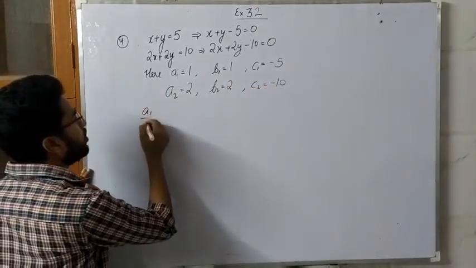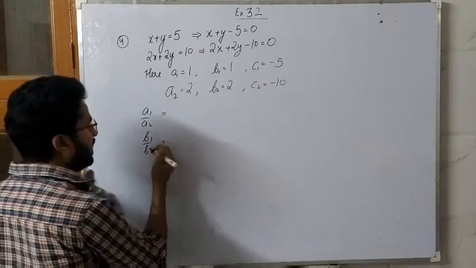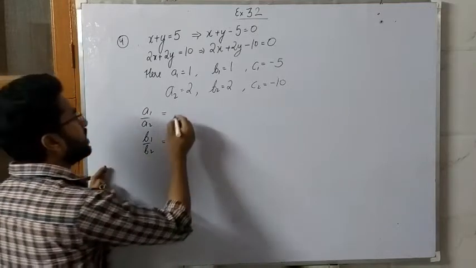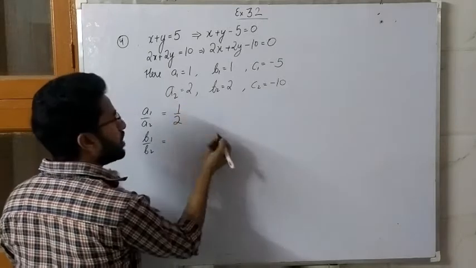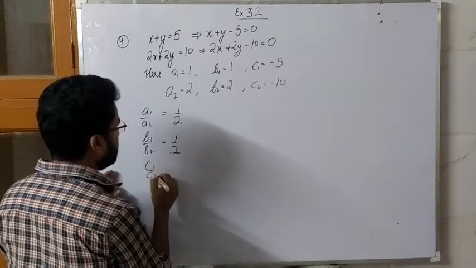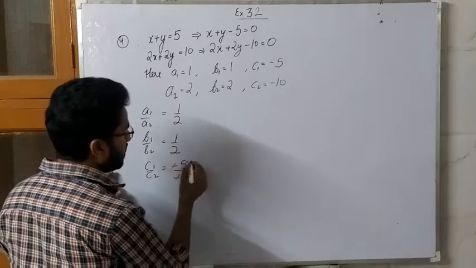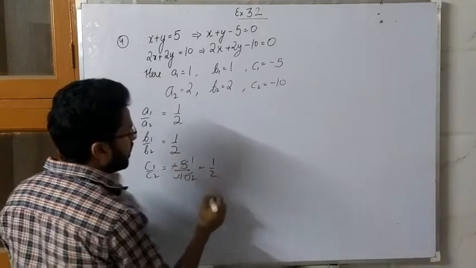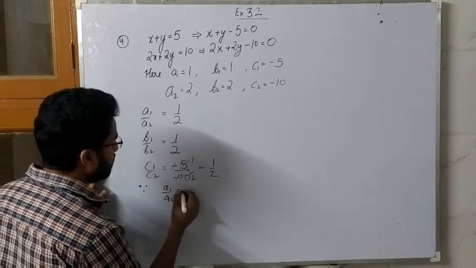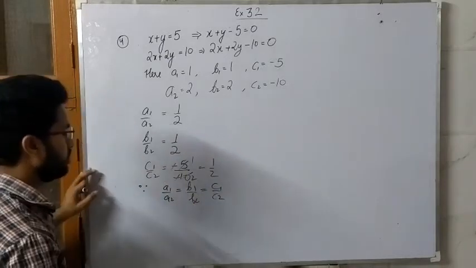Now what we will find? a1 upon a2, b1 upon b2, right? And later on after this we will see whether we need c1 upon c2 or not. Now this will be 1 upon 2, right? And this will also be 1 upon 2. And c1 upon c2 will be minus 5 upon minus 10. Minus and minus cancel. 5 ones are 5, 5 twos are 10. So 1 by 2. So you will write, since a1 upon a2 equals b1 upon b2 equals c1 upon c2, right?